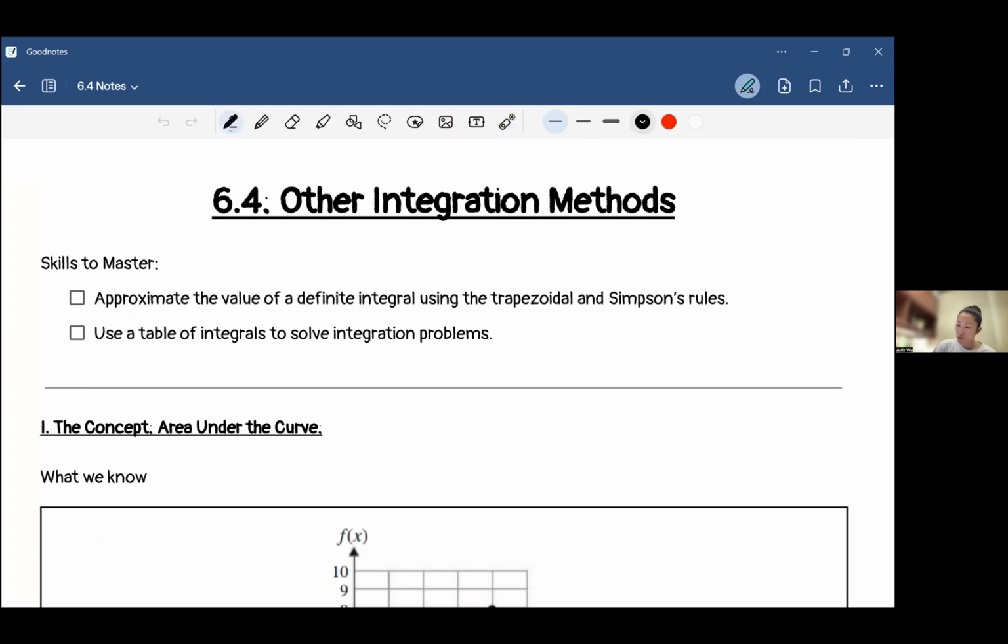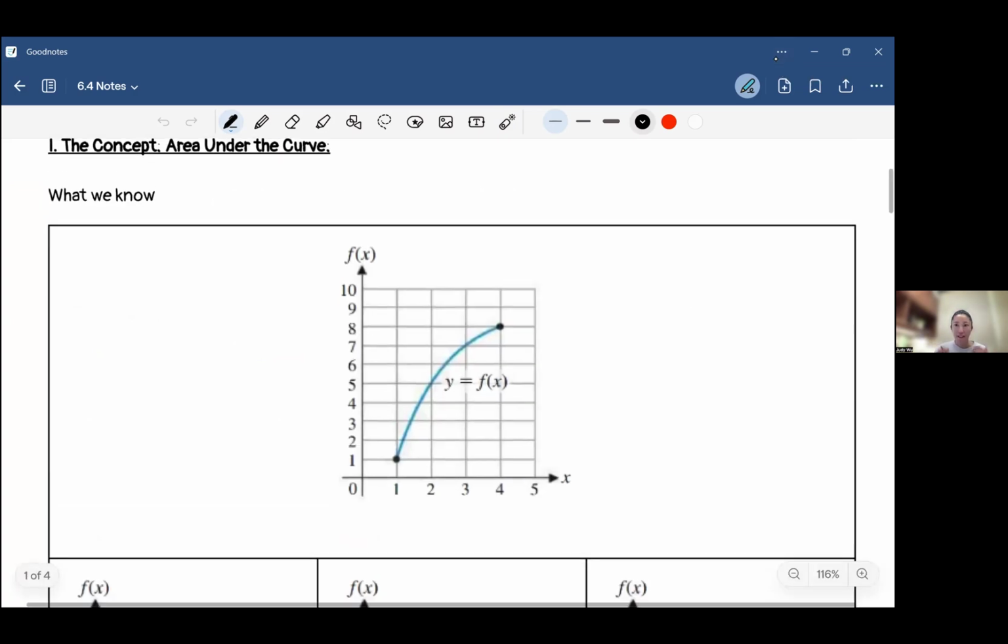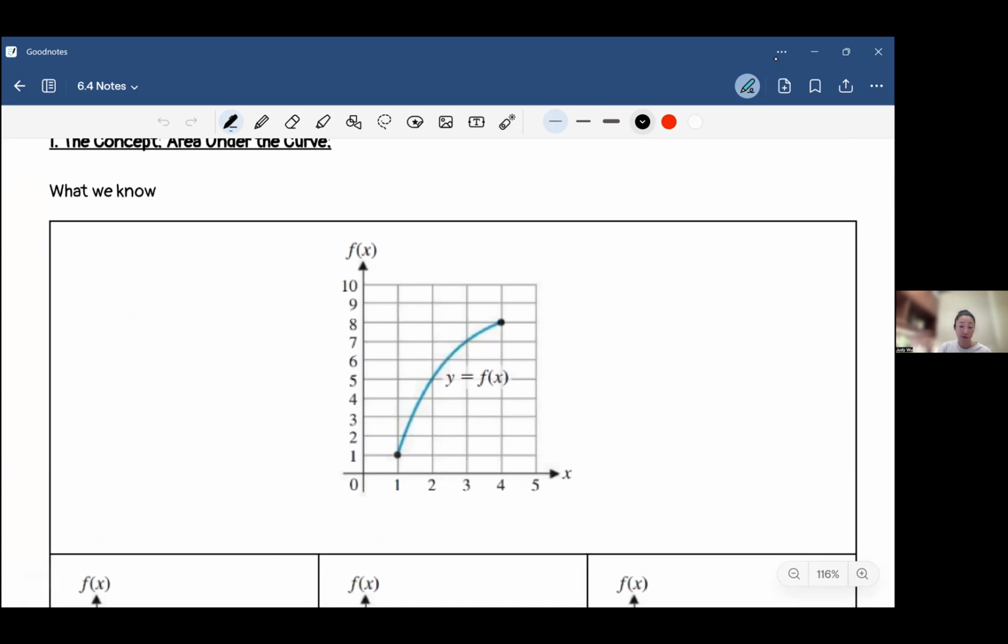Okay, so my hope is that today is going to be a little bit of revisiting old concepts and also helping us see that there are other tools besides the techniques that we've learned so far. All right, so let's take a look at the concept here, because concept is always really important.